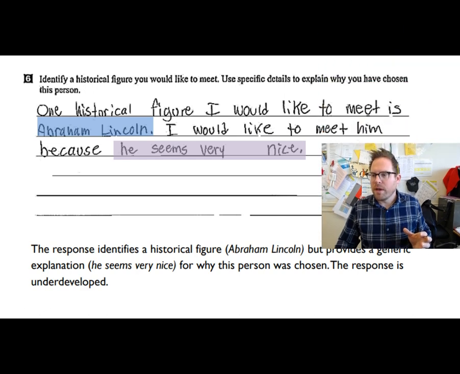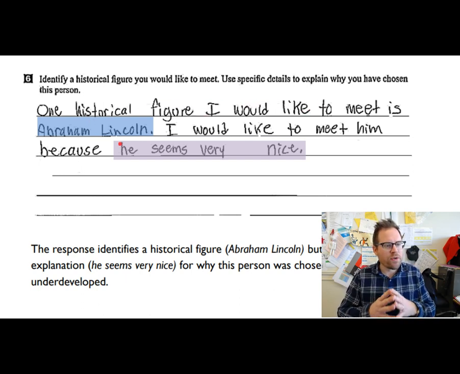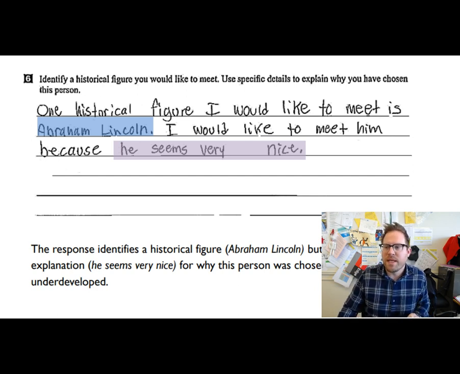Again, the question is: identify a historical figure you would like to meet. Use specific details to explain why you have chosen this person. So here's an answer. This is a real student answer, not from us, but submitted one year in one test. It says, "One historical figure I would like to meet is Abraham Lincoln. I would like to meet him because he seems very nice." This was graded as a code 10.